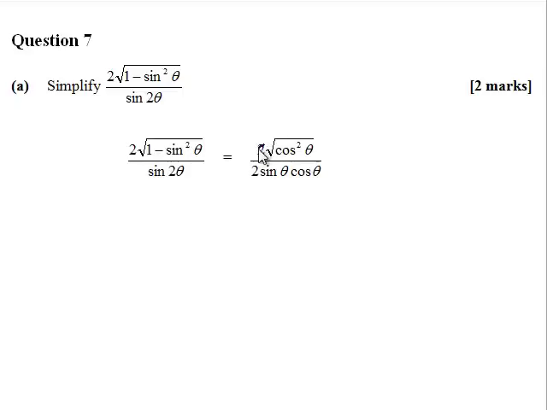We can cancel the 2's, top and bottom, and we can take the square root, which means we end up with cos theta over sine theta cos theta. Now we can cancel cos theta from the numerator and the denominator, which means we end up with 1 over sine theta, or if you'd rather, cosec theta. And that's the answer to part A.